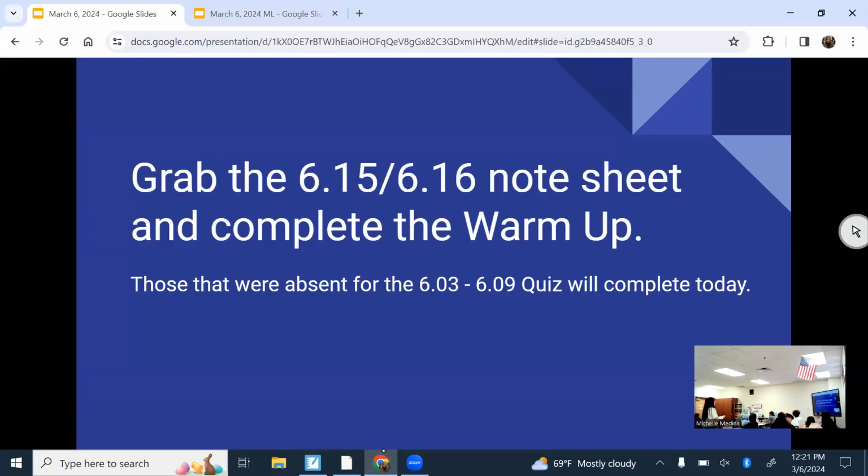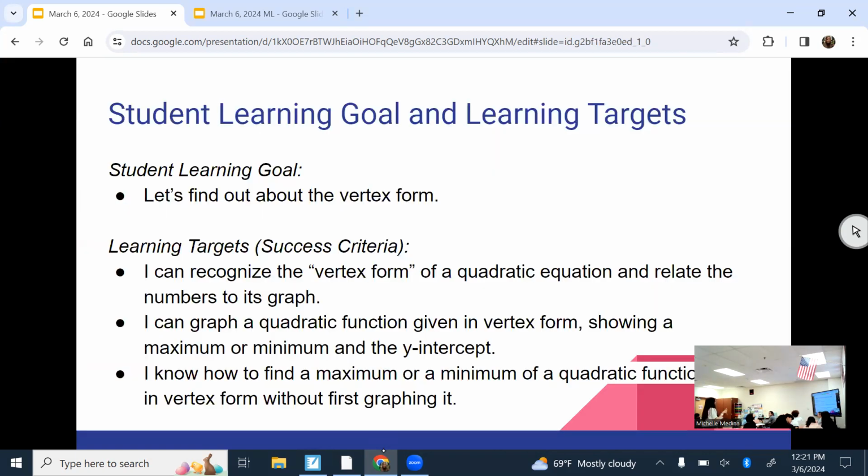So today we're doing a combo lesson, 15 and 16, all about vertex form, and then tomorrow we have another lesson about vertex form. Those are gonna be the last lessons of unit 6. So by the end of the lesson, you need to be able to identify when something is in vertex form and relate the numbers to the graph. Be able to graph when it's in vertex form, showing your maximum or minimum and the y-intercept. And how to tell me what it is, the maximum or minimum, without graphing it first. So that is our goal today.